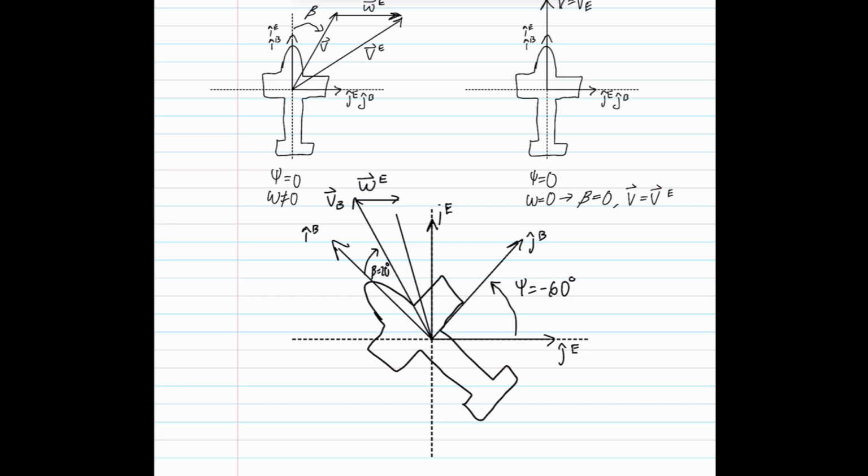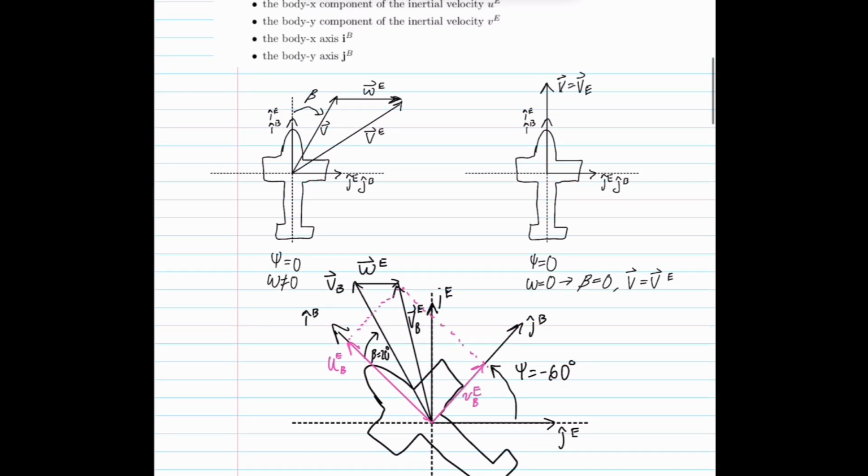And this wind vector is pointing from west to east. And that's the inertial velocity expressed in the body frame. But they want us to also sketch the body x component of the inertial velocity, UE. So we just project that onto the body frame, and we've got U_EB and V_EB, defined in the inertial frame, expressed in the body frame.